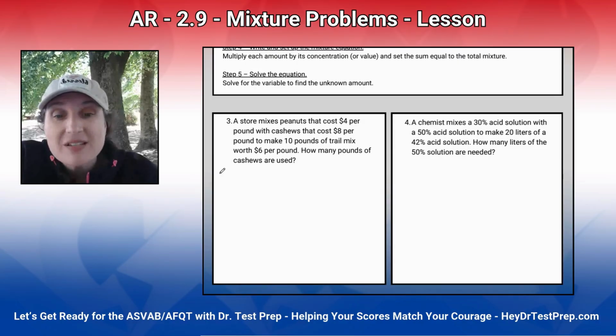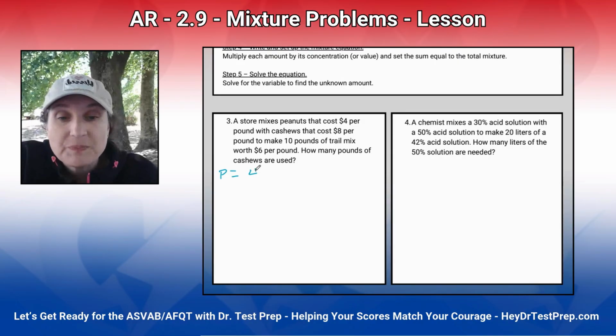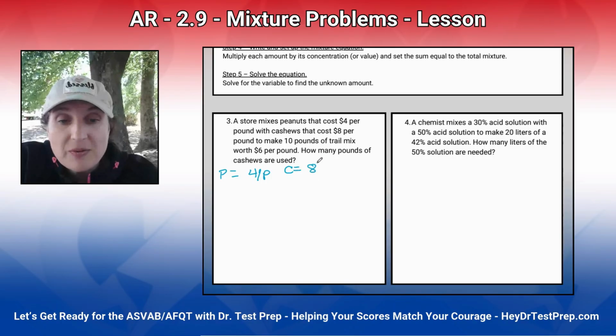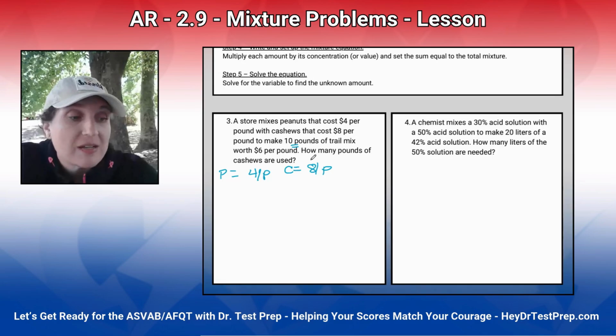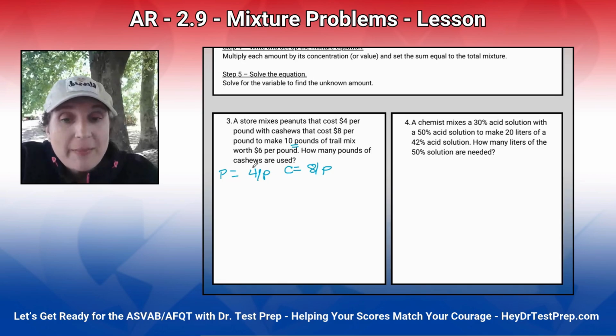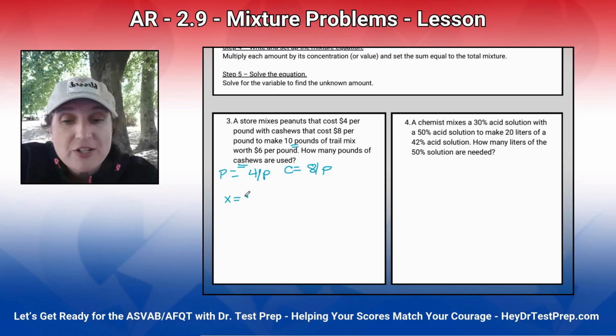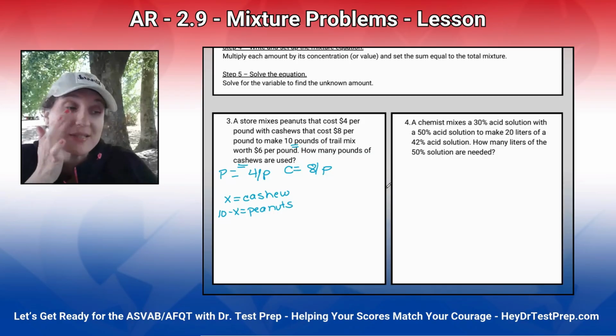All right, we've got peanuts cost $4 per pound. We've got cashews that are $8 per pound. And then we want to make 10 pounds of trail mix that costs $6. So how many cashews are needed? So X is going to be our cashew number. Altogether, we're getting 10 pounds of trail mix. So 10 minus X is how many peanuts we're getting. Of course, they don't say anything about M&Ms or raisins.